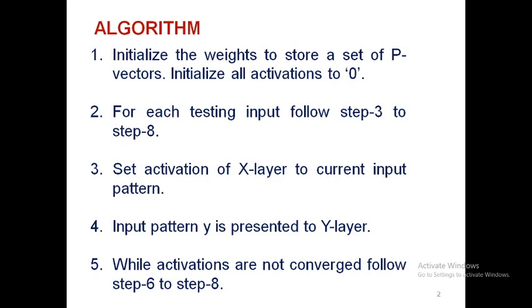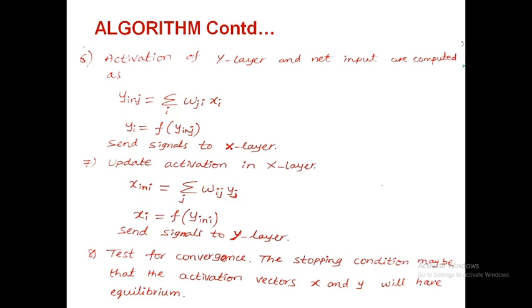While the activations have not converged, we need to follow step 6 to step 8. What is step 6 to step 8? That we'll see. In step 6, the activation of the Y layer and the net input are computed. What activations do we need to use, and what is a net input?